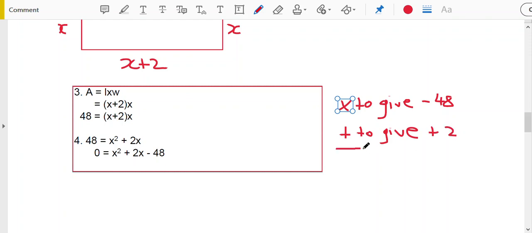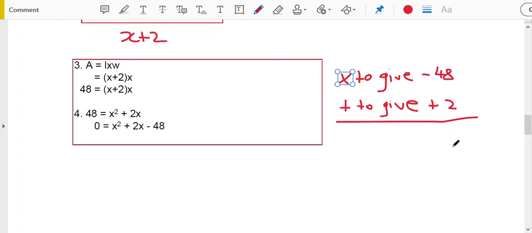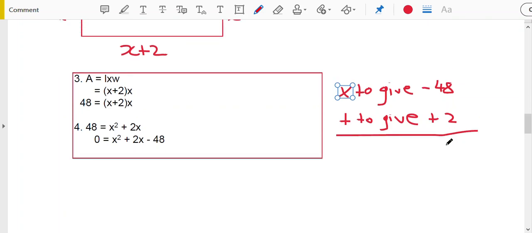Okay, so I've got to think hard about numbers that multiply to give 48. You got 12 and 4. 6 and 8 is a good pair because 6 and 8 are 2 units apart. So we'd go 8 and minus 6 are our 2 numbers. If I multiply them together, I do get negative 48. If I add them together, I get positive 2.